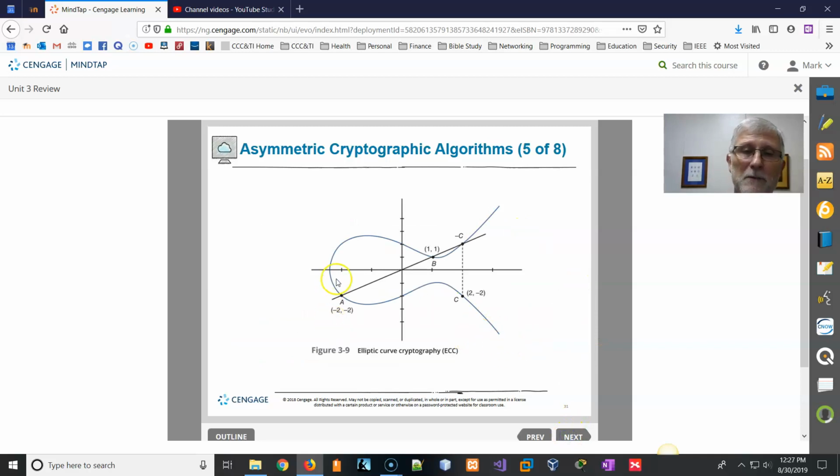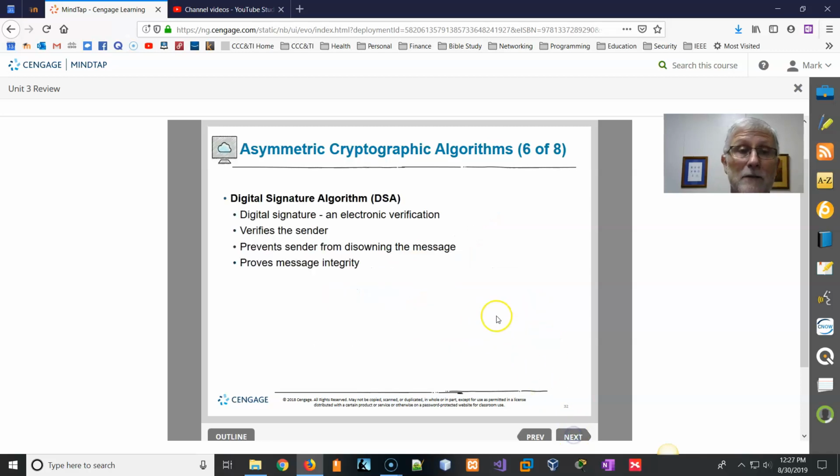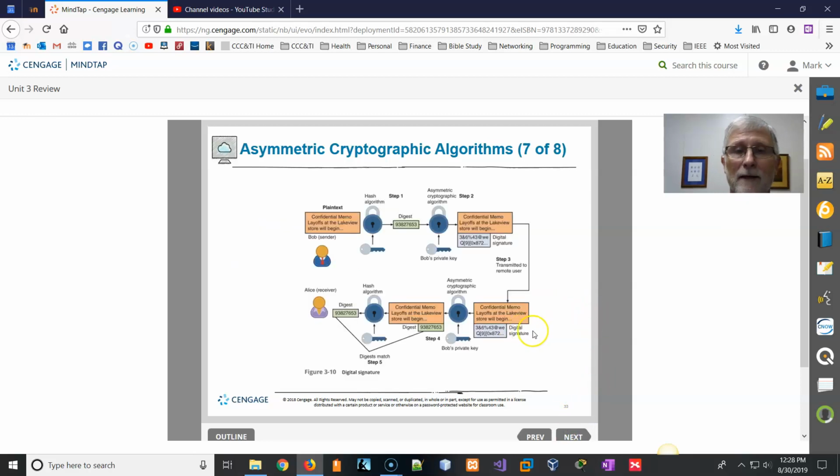So here's your elliptic curve, and you've got a couple of different data points. So you keep those in mind and say, hey, that's how I can tell the difference. Now, digital signature algorithm, DSA. Digital signatures, you've seen them before. You've signed documents probably electronically. Basically what it does, it verifies the sender. It prevents the sender from disowning the message they sent, and it proves the message integrity.